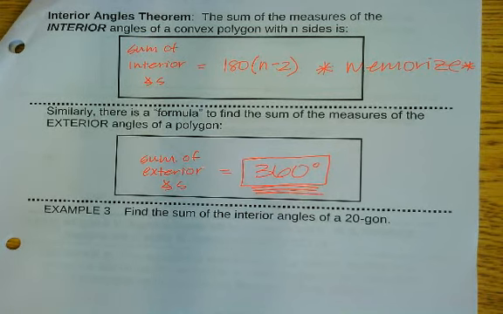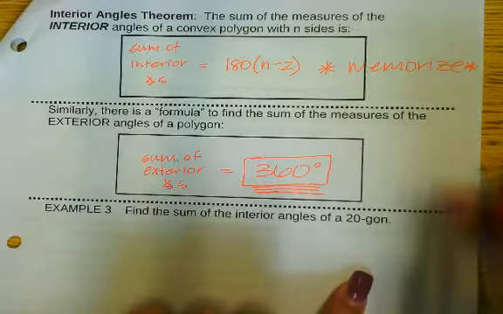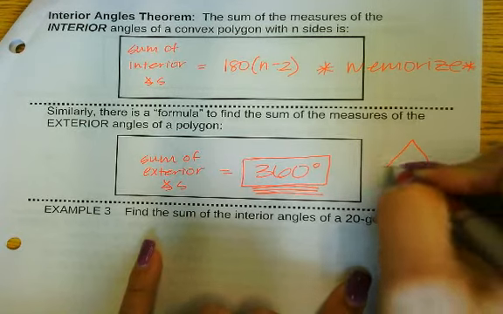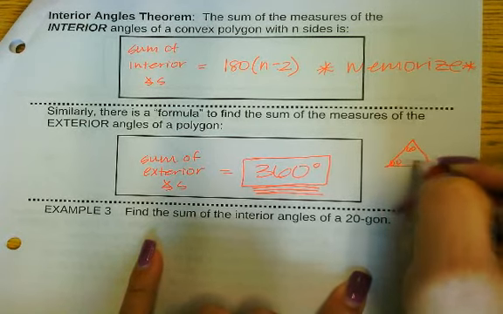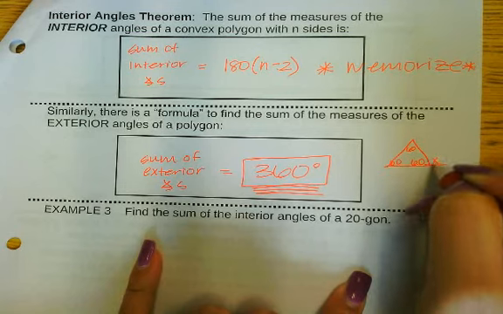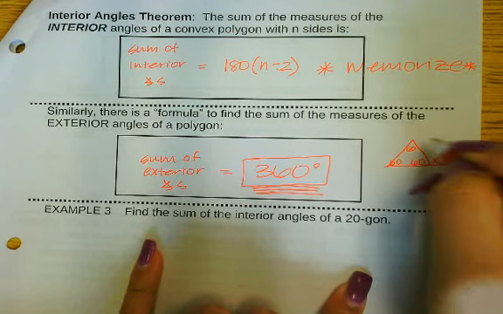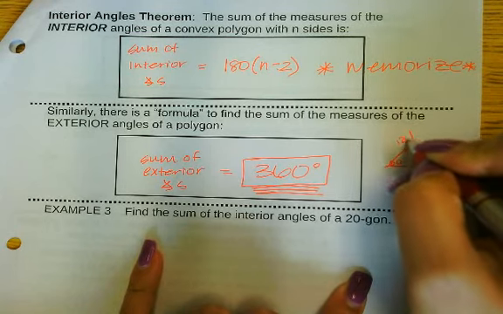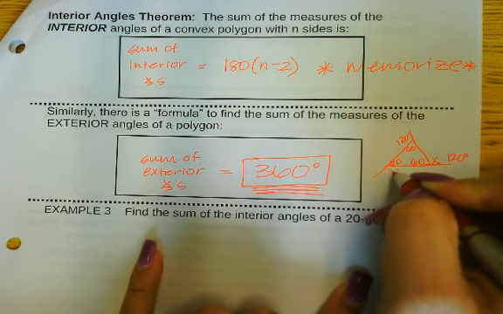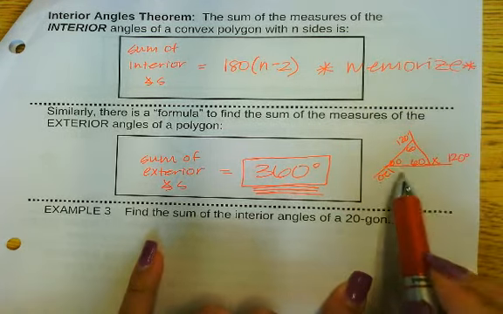How does that work for a triangle? Interior is 180, right? If you calculate the exterior angles, how does that add up to 360 for a triangle? Let's say we have 60, 60, 60. This exterior angle has to be 120. This exterior angle is 120, and this exterior angle is 120, so that's 360.